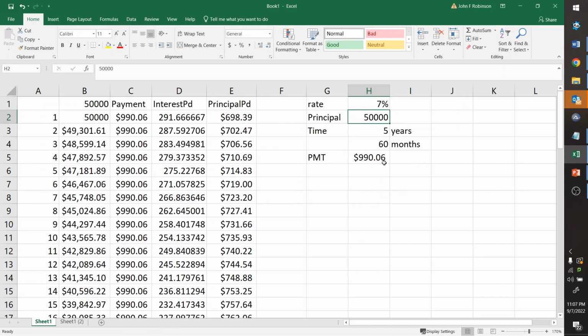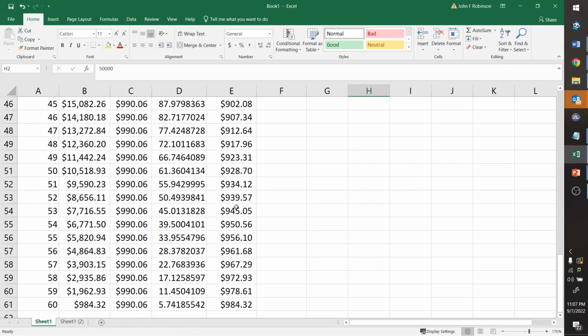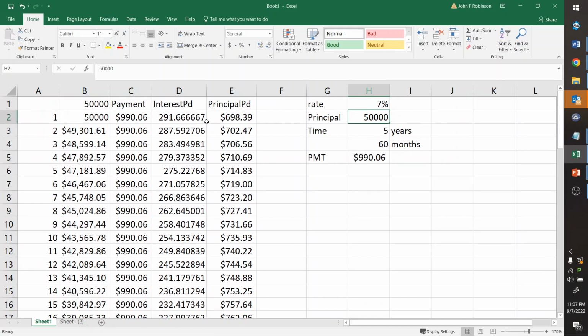So at 7%, we're at $990, and we still have this same principal and interest, but interest is a larger portion of the payment initially, and then it declines over time. So yeah, that's how you make an amortization table in Excel.